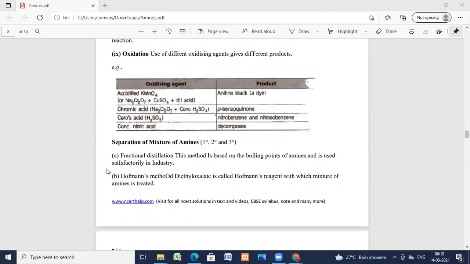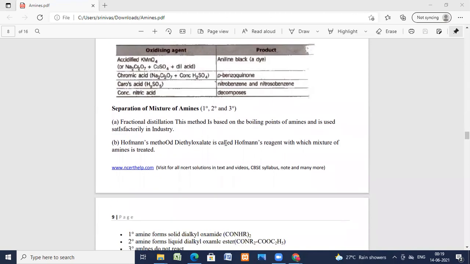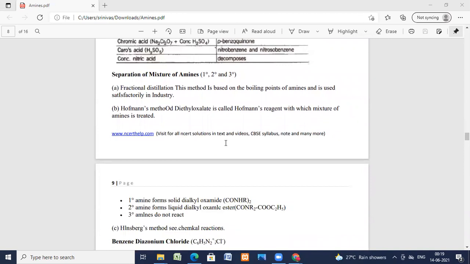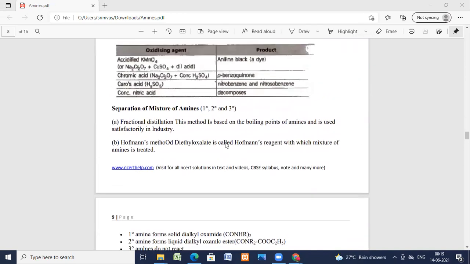Now let us see the separation of a mixture of amines, that is the primary, secondary, and tertiary amine separation. The first one is fractional distillation. This method is based on the boiling points of the amines and it is used satisfactorily in industry.